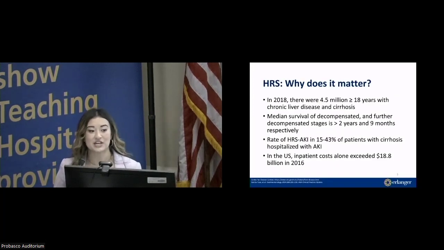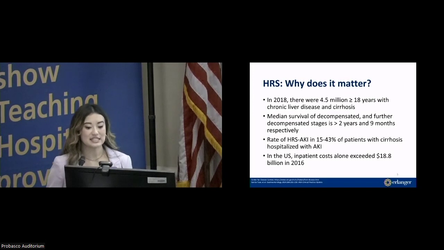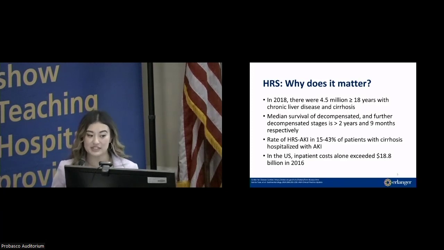So why does HRS matter? Cirrhosis is a disease state associated with high morbidity and mortality rates. Of patients with cirrhosis, there's an extremely high rate of patients who experience HRS-AKI, in which inpatient costs alone exceeded $18.8 billion in 2016. Just to digest these numbers a little bit, again, the median survival of decompensated and further decompensated stages is over 2 years and then around 9 months, respectively.